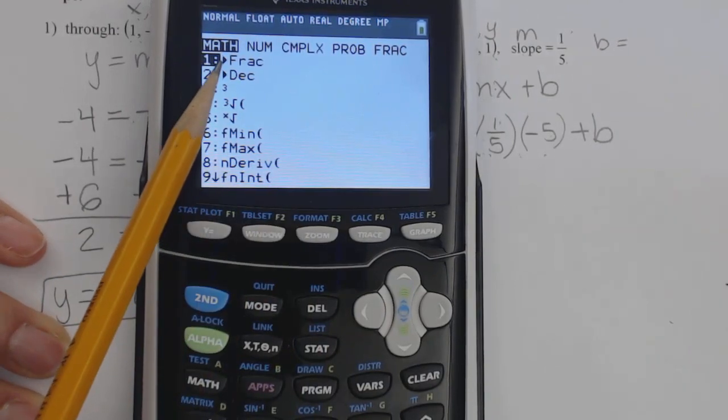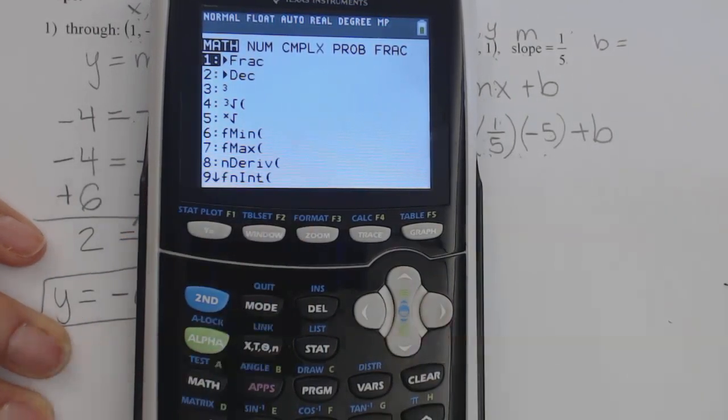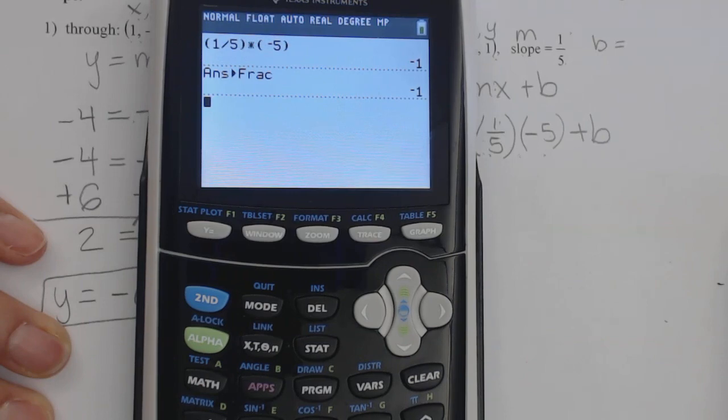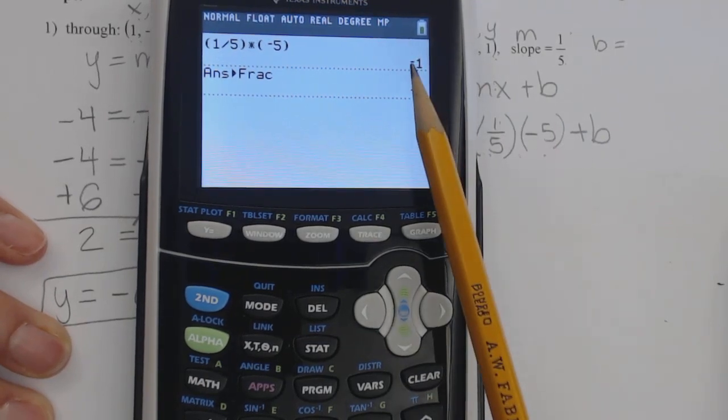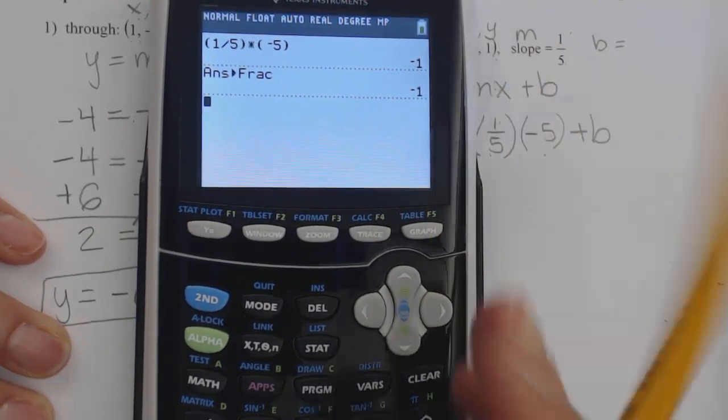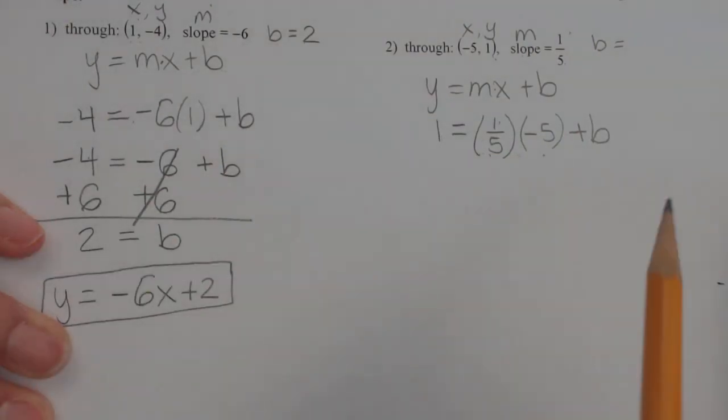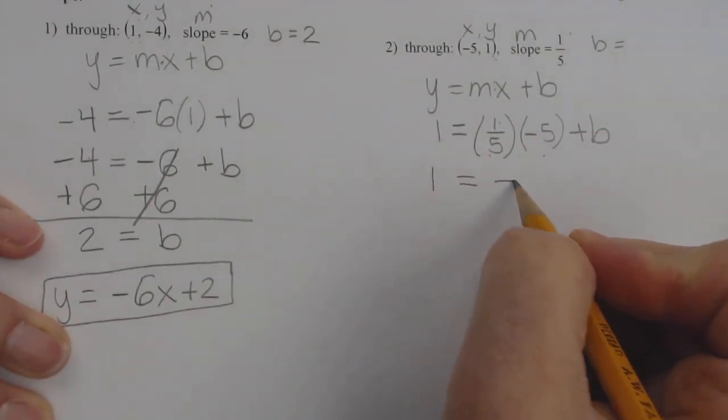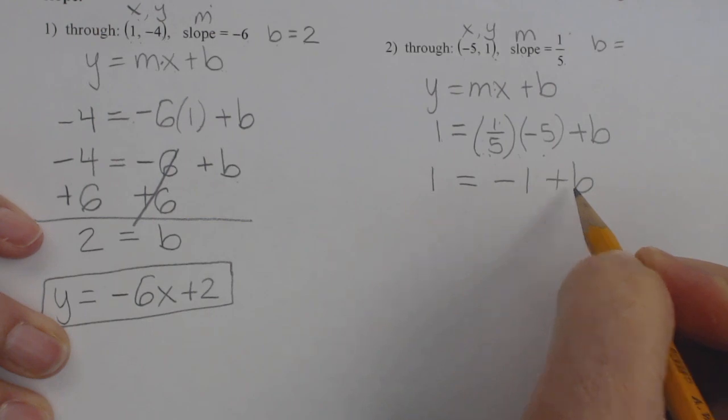And what it does is this first one says "to fraction." And so if you press that, it's going to put it into a fraction. Now, our original wasn't a fraction, so that's why it didn't come out. But our answer is -1. So let's input that. 1 equals -1 plus b.